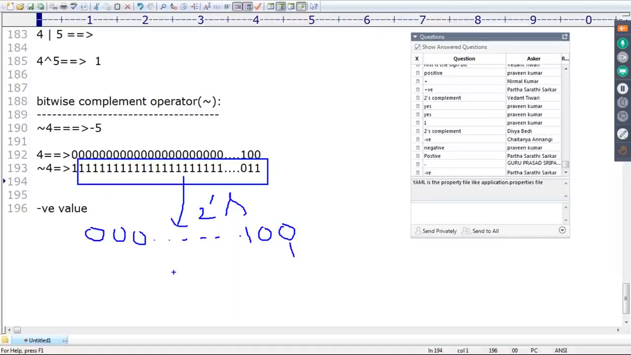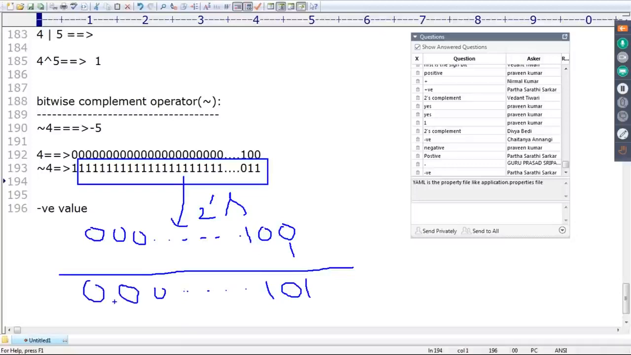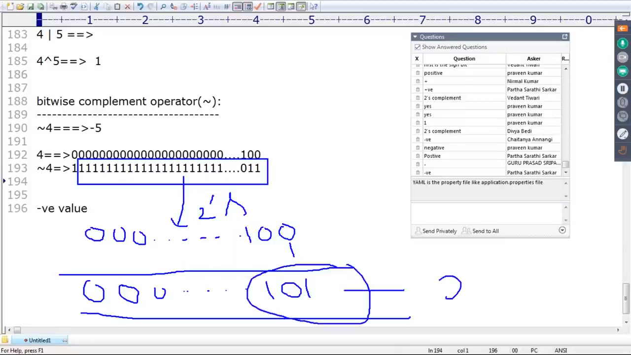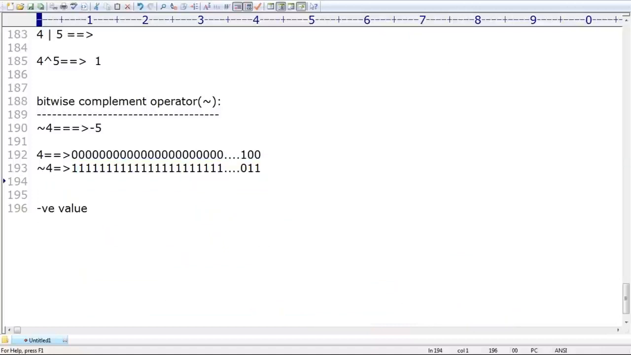Add 1 to this. 0 plus 1 is 1. Next 0, next 1. All the remaining bits are 0, 0, 0, 0 only, and so on, ending in 1, 0, 1. What about its value, sir? 1, 0, 1 means 5. It is already negative because of the most significant bit, so minus 5 is the answer. Are you able to understand, right?